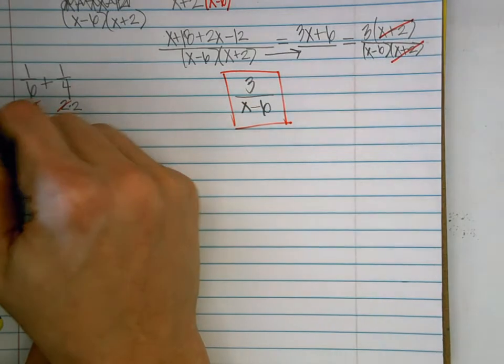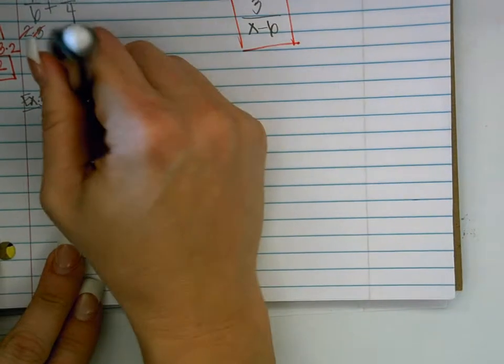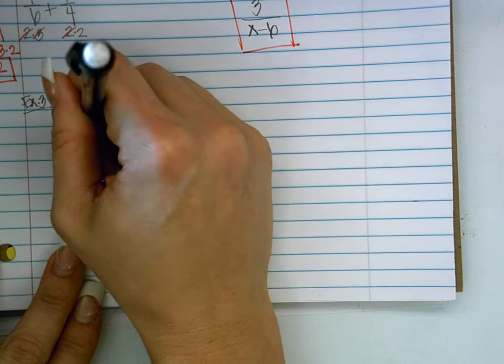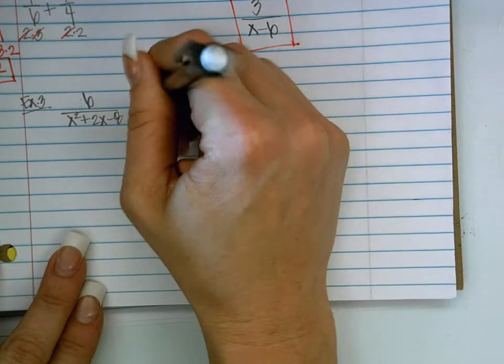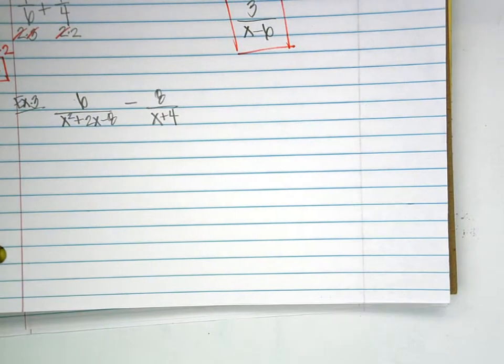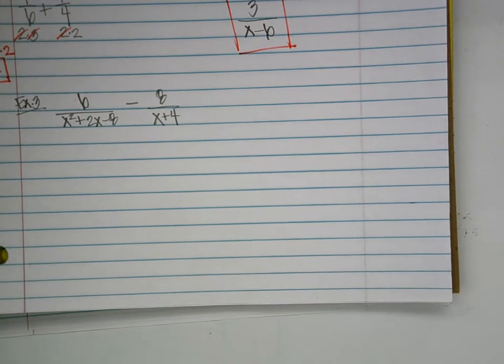Okay, number 3, I'd like you to subtract 6 over x squared plus 2x minus 8 minus 8 over x plus 4. And a lot of times your questions on your test or a quiz are going to ask you which expression is equivalent to. Basically, that just means add or subtract. Okay, so it sounds a lot more complicated, but it's really not.